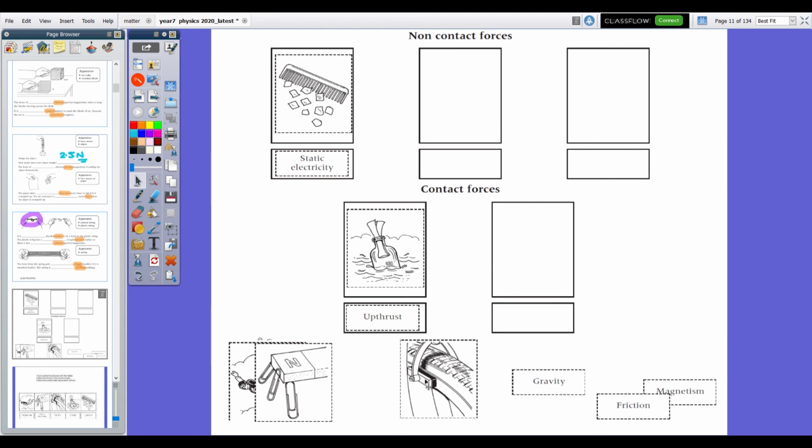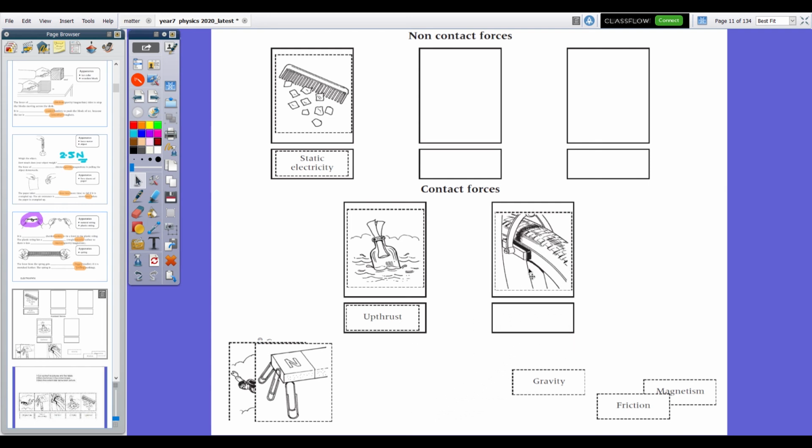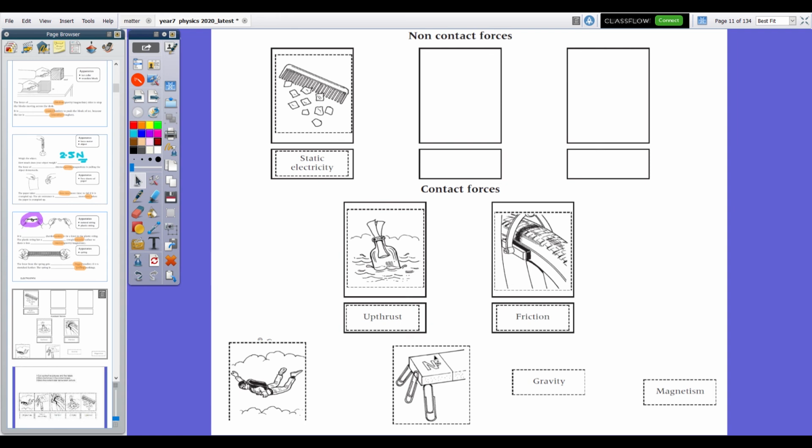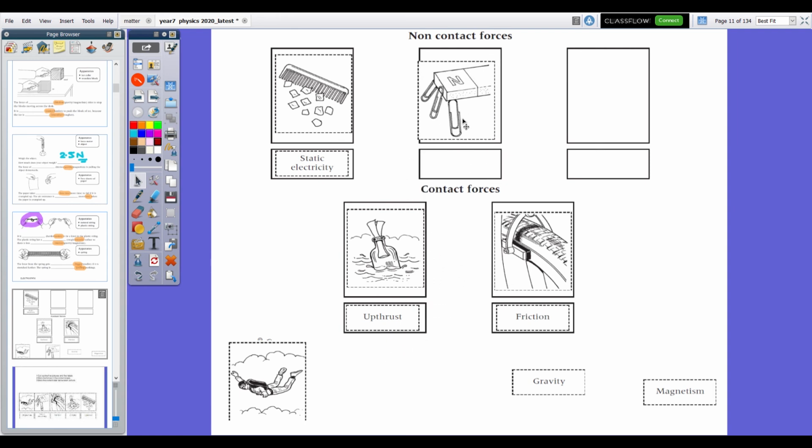Here we go. How do brakes work? Well, when you hit the brakes, that pad will go into there and slow the tyre down. Clearly the brakes only work when they're in contact with the tyre. So we're looking at a contact force here. The name of that force is friction.